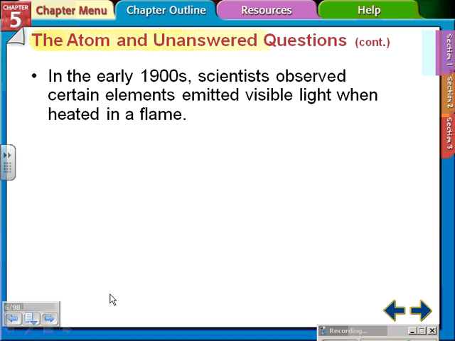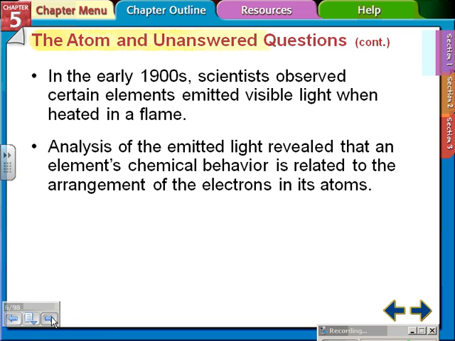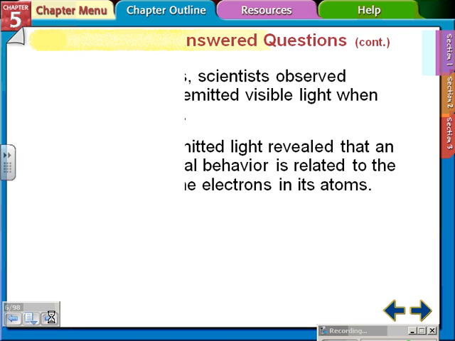Again, in the early 1900s, when they were doing all the work with the atomic models, scientists observed certain elements emitted visible light when they were heated in a flame. And this light emitted showed a certain chemical behavior for the elements. It's actually almost like a fingerprint for those elements.